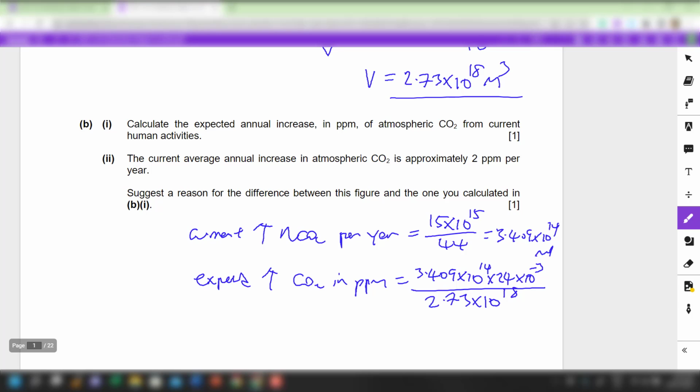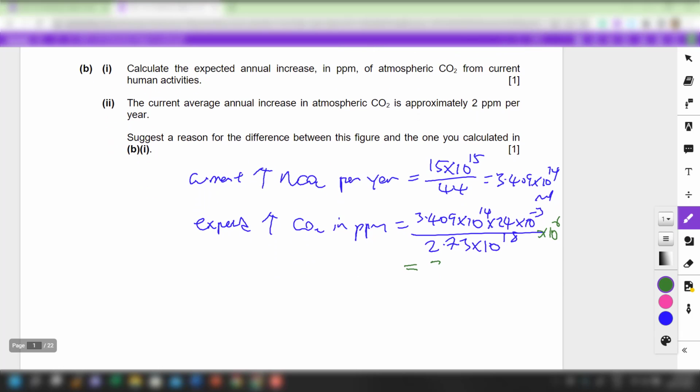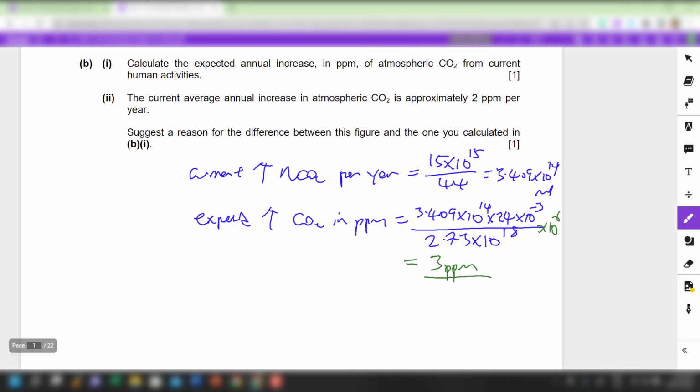We want to do it in per 1 million cubic meter. That's the reason why we want it to be in ppm. So that is why from here we need to multiply by 10 to the power of 6. Okay, and then from here a quick calculation will reveal the answer to be 3 parts per million. Yeah, so as simple as that.